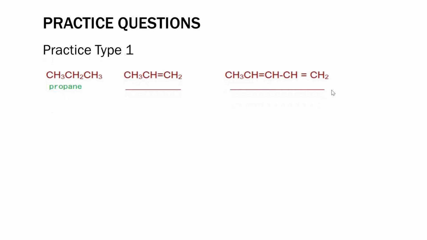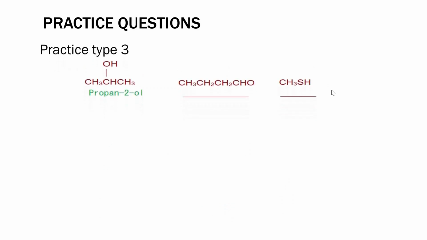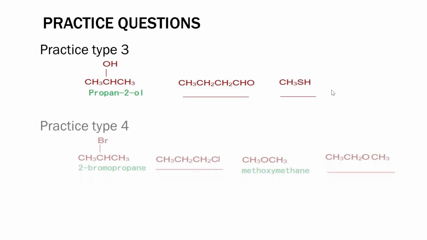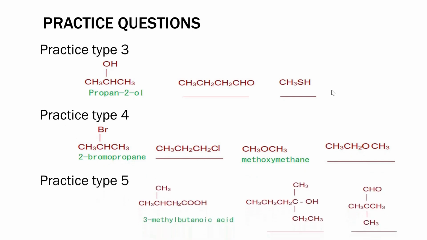For practice type 1, we have the simplest compounds which neither contain branches nor a functional group, and practice type 2 contains the compounds which have only branches, and then we have practice type 3 which contains a single functional group, and for practice type 4 we have the functional group, but these functional groups are always used for prefixes, and for practice type 5 we have the compounds which contain branches and a single functional group.